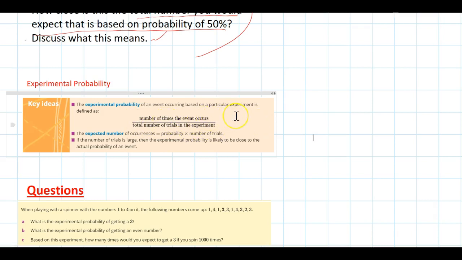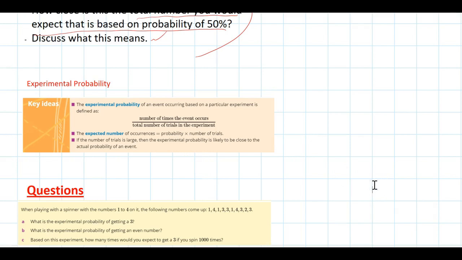So it's the number of times the event occurs, so how many times heads occurs, and the total number of trials in that experiment. In this case, we'll divide by 20. You also need to write down that the expected number of occurrences is the probability times the number of trials. And this is the expected number if we want to extend from there. Finally, if the number of trials is large, then the experimental probability is likely to be close to the actual probability of an event.